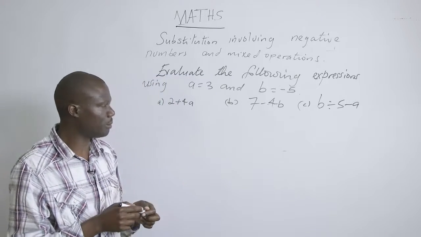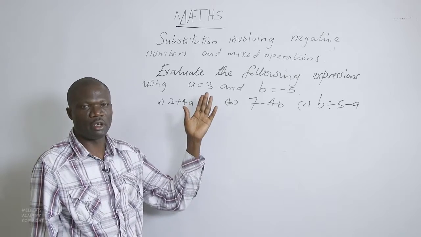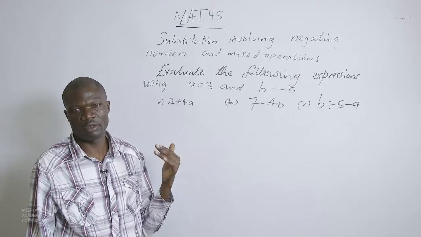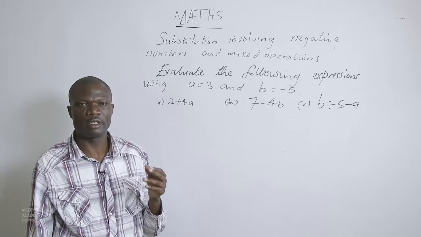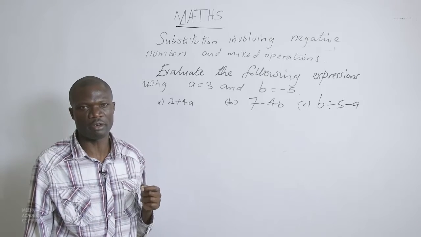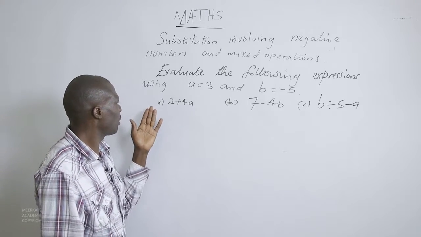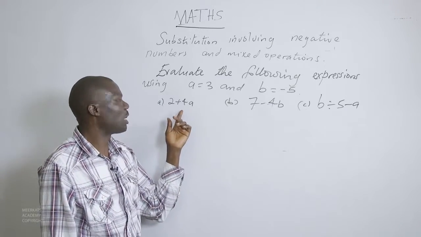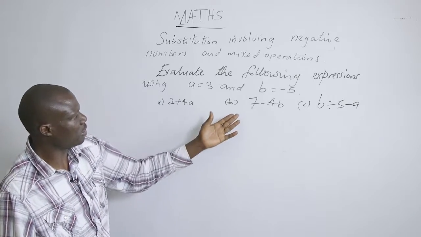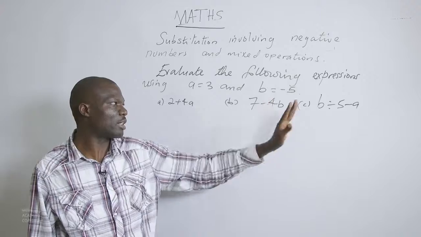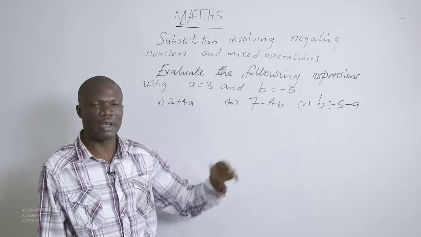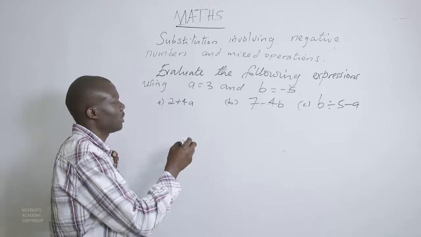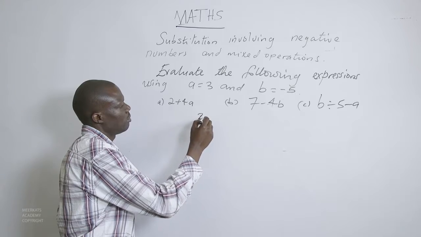So in this problem, we are to evaluate the following expressions using A is equals to 3 and B is equals to -5. Part 1 is 2 plus 4A. Part 2 is 7 minus 4B. And lastly, it is B divided by 5 minus A. So starting with the first part, the question is 2 minus 4A.